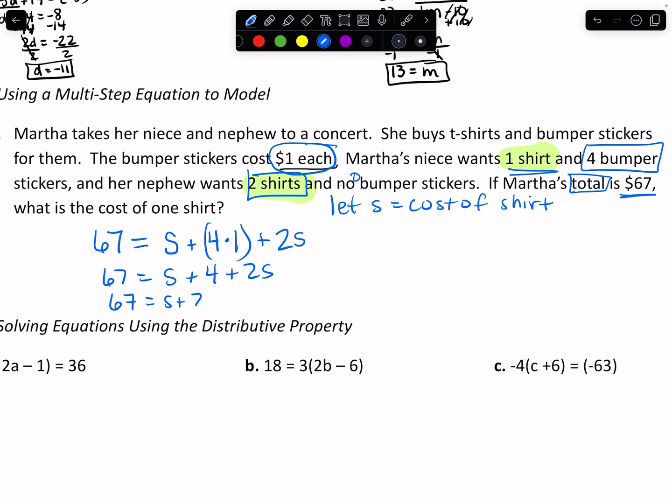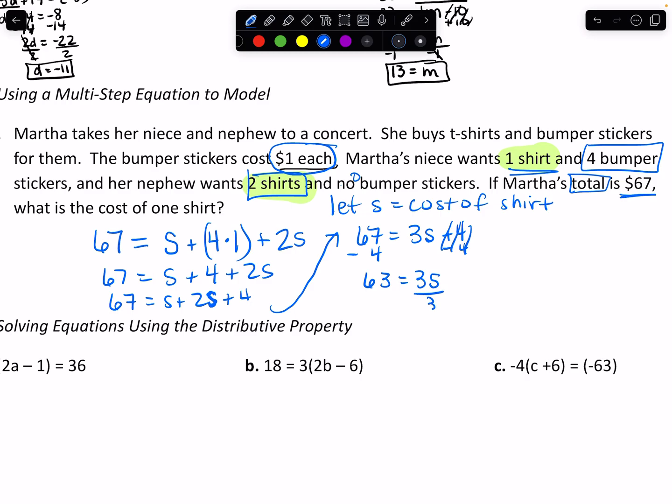S plus 2S plus 4. I know that looks like a 5, but it's an S. Now I'm going to move this over here. 67 equals 3S plus 4. Using that inverse operation, I'm going to subtract 4 from both sides. I'm left with 63 equals 3 times S.